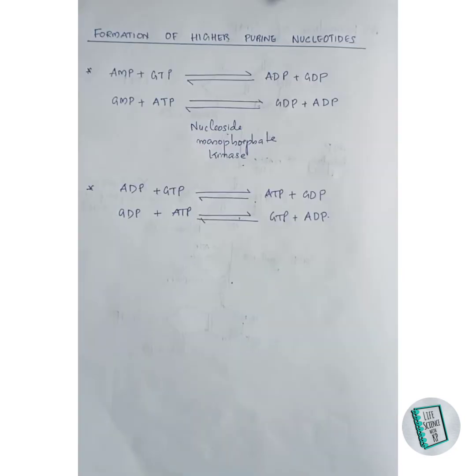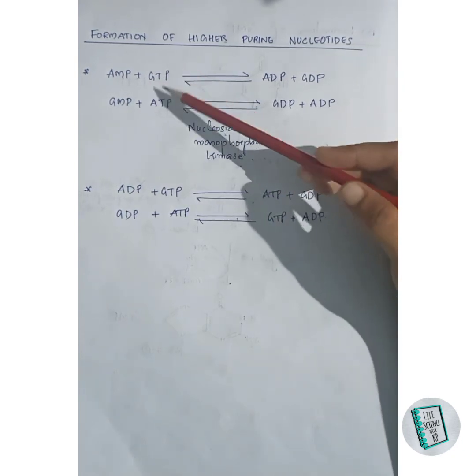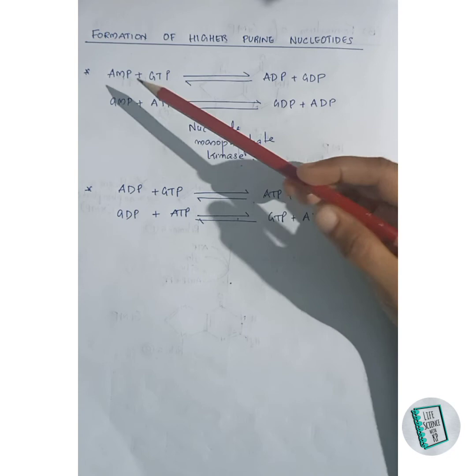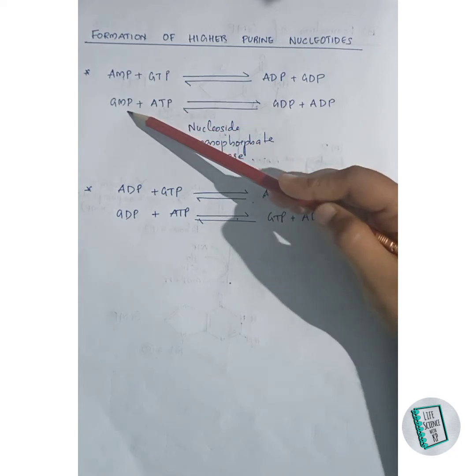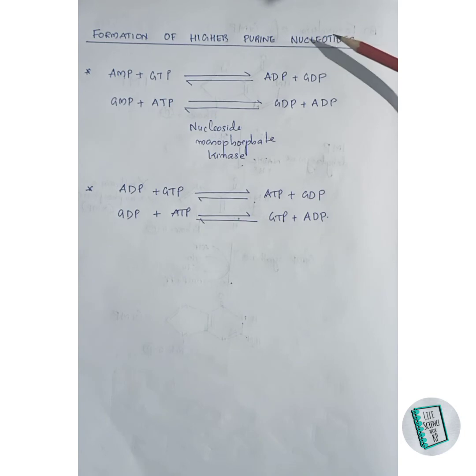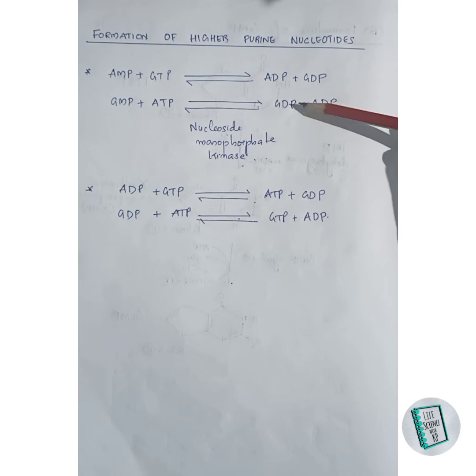Now let us look at the formation of higher purine nucleotides. So here we have seen the formation of AMP and GMP. Now let us look at the formation of higher purines, that is GTP, GDP, ADP, ATP, etc. So here first of all, this nucleoside monophosphate kinase uses the existing NTPs, that is these nucleotides, to phosphorylate AMP and GMP to form their respective diphosphates, that is ADP and GDP.